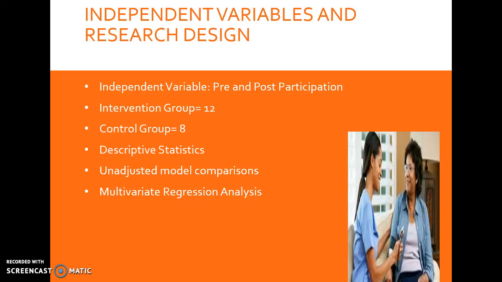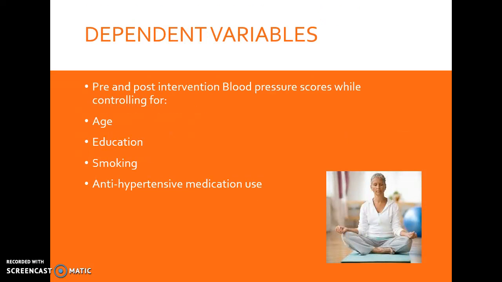Comparing the difference in blood pressure measurements from baseline to post-intervention between the intervention and social support groups, adjusting for age, education, smoking status, and antihypertensive medication use. Effect sizes were calculated to quantify the magnitude of the relationship between participants in the mindfulness-based intervention and the outcome variable, blood pressure. As you can see, the intervention group consisted of 12 participants, and the control group consisted of 8 participants. The dependent variable was the pre- and post-intervention blood pressure scores, while controlling for age, education, smoking, and antihypertensive medication use.